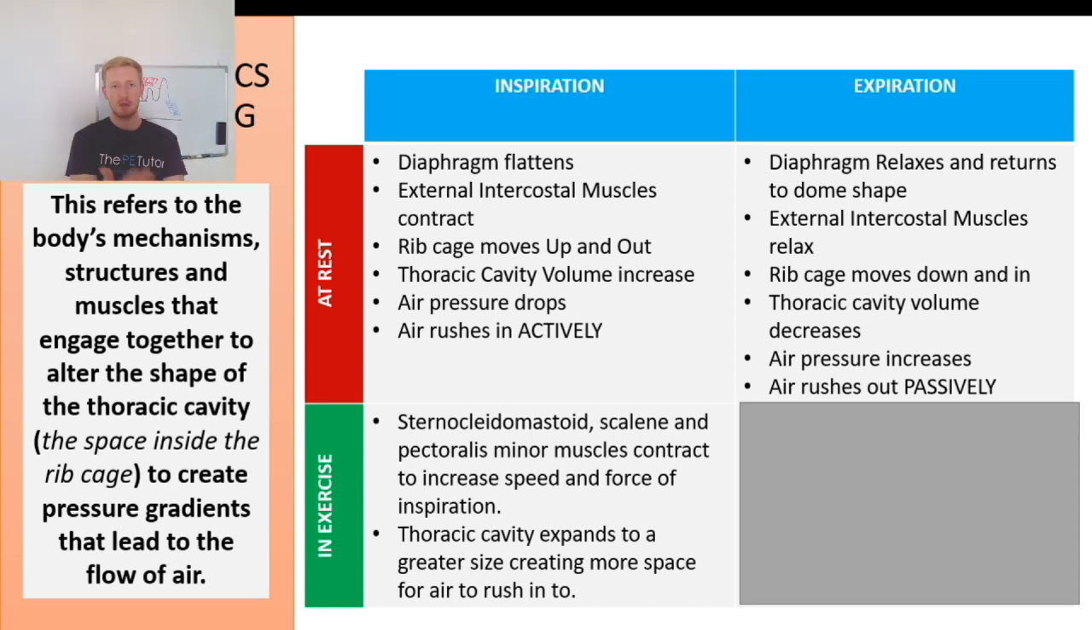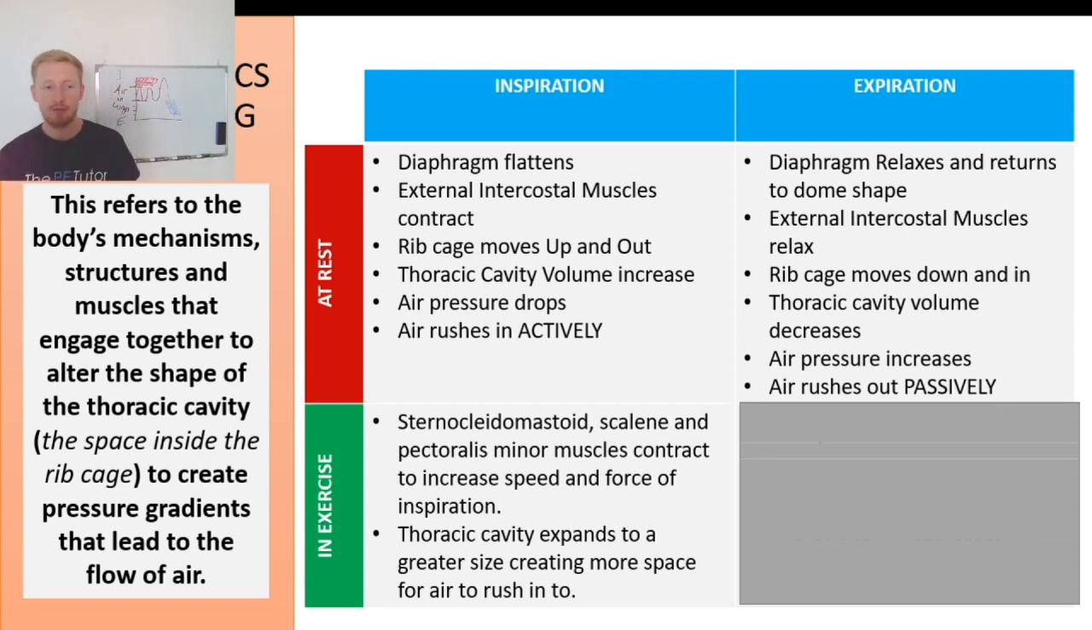Overall impact, air pressure drops because we've got an increasing space. Air rushes in, we breathe. And if there's more space to fill, we breathe more in. The pressure drops really quickly. Air moves in faster. So that's inspiration during exercise.